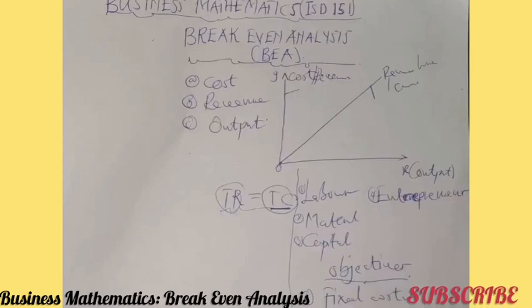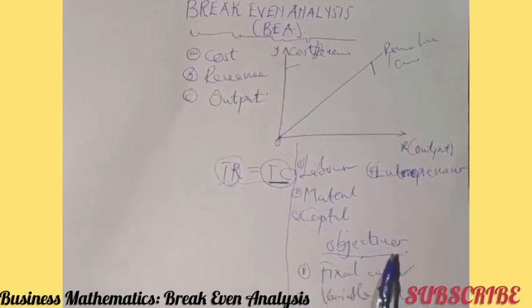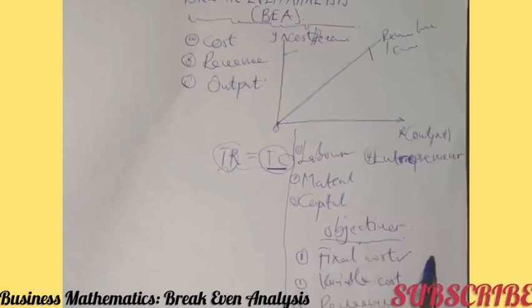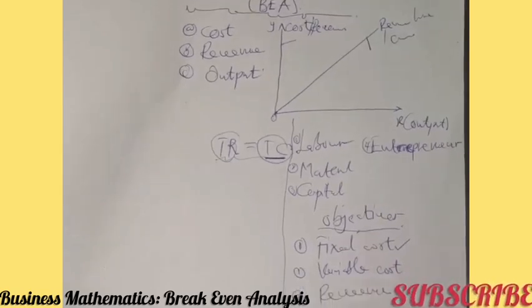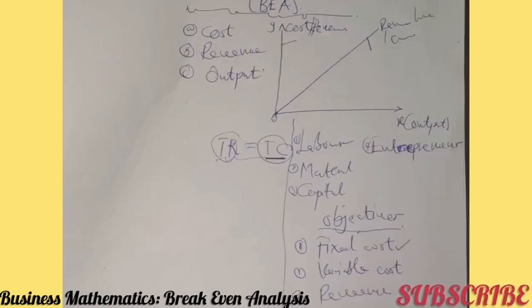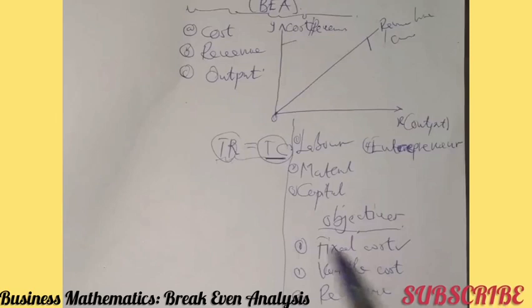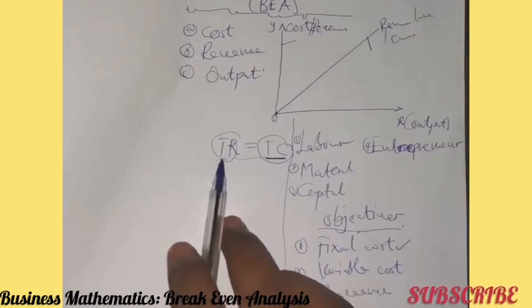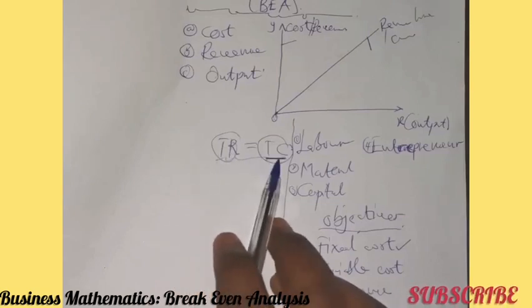Then we move on to talking about the objectives of break-even. What are the objectives of break-even? You are engaging to analyze cost, revenue, and output. What are the aims that we need to understand when it comes to break-even analysis? The objective of break-even analysis is to find the level of output at which your cost equals your revenue. That's why we said here that at the break-even, you neither make profit nor loss. So at that point, your total revenue is equal to your total cost.